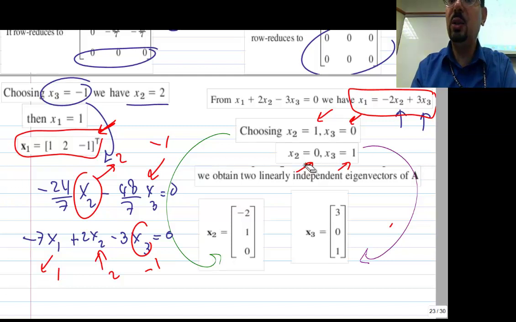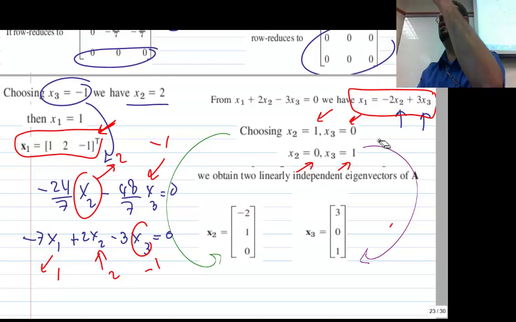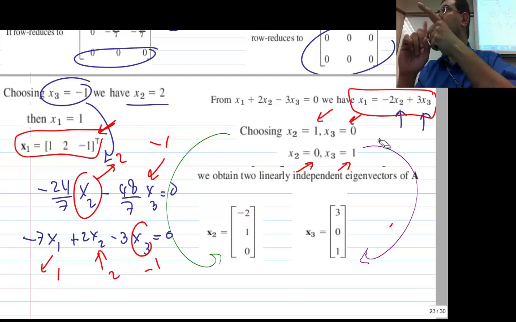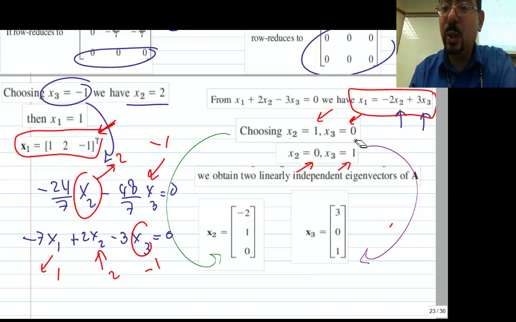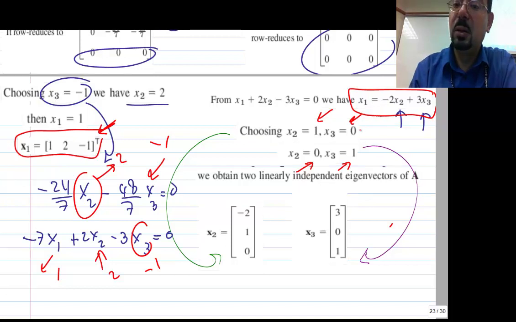Alright? So 1 and 0 and 0 and 1: 1 and 0, that's this one, and 0 and 1 is that one. They are not a version of each other. Those are completely independent, linearly independent vectors. So he assumed x2 and x3 here and here, and he gets x1 corresponding to it. For 0 and 1 he gets minus 2, and for 1 and 0 he gets 3. I'm talking about x1. So this will give you x1 equal to minus 2, and this will give you x1 equal to 3.